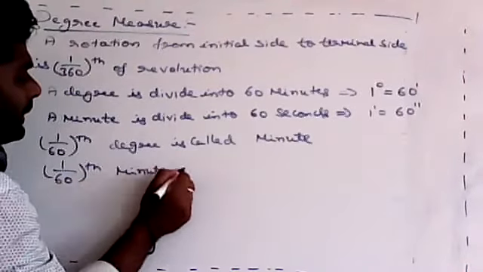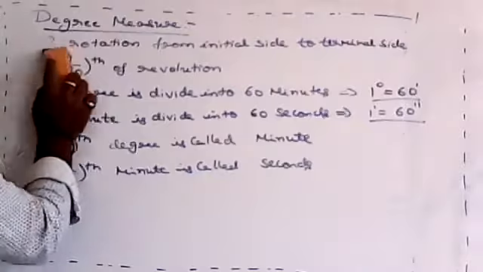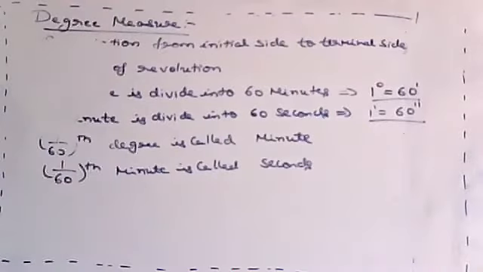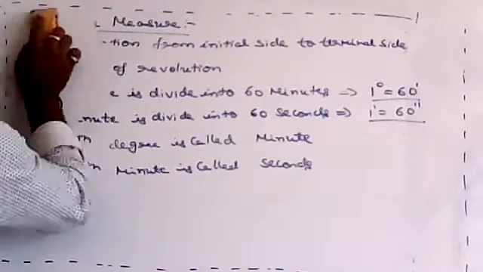Same way, we'll move on to the next one, that is radian measure of an angle. Clear or not this one? So remember this thing, huh? 1 degree equal to 60 minutes, 1 minute equal to 60 seconds. Okay, and this one also: 1/60th degree is called a minute, 1/60th minute is called a second. Next one, radian measure of an angle.